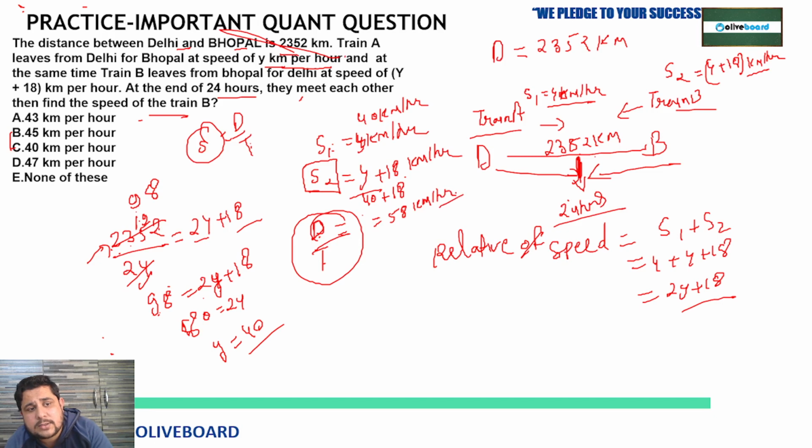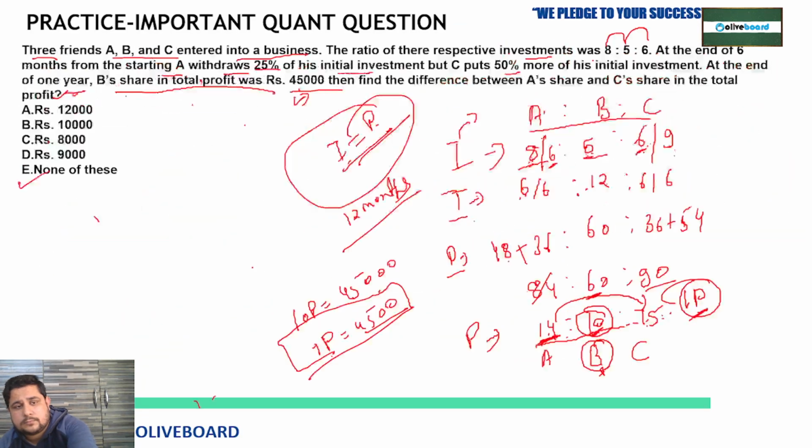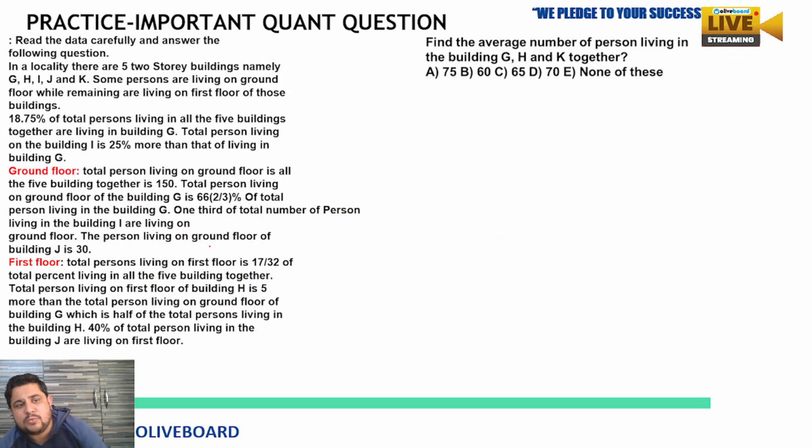How much? 58. So is this given in the options? No. So option E would be the correct answer here. I hope it is completely clear to all of you. Let's move on to the next question.